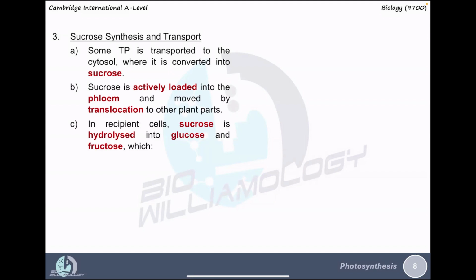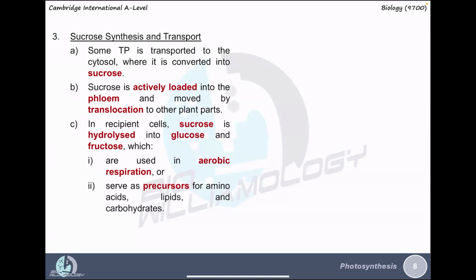In the recipient cells, also known as the sink, sucrose is hydrolyzed into glucose and fructose, which can be used in aerobic respiration. However, before fructose can be used, fructose must be converted into glucose. And the glucose can serve as a precursor, which basically means the starting material, for amino acids, lipids, and carbohydrates.